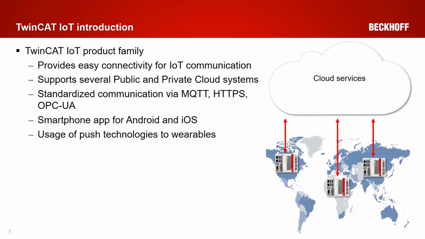It can be a public cloud service coming from a cloud provider like Microsoft Azure, Amazon Web Services, IBM Watson, or Google. But it can also be a private cloud that customers have established on their own, which is only available within their own machine network. And TwinCAT IoT offers the connectivity products that allow you to connect your IoT devices, your controllers, with each other or with the cloud service. TwinCAT IoT offers different kinds of products, which are based on standardized connectivity protocols like MQTT, HTTPS, or OPC UA.